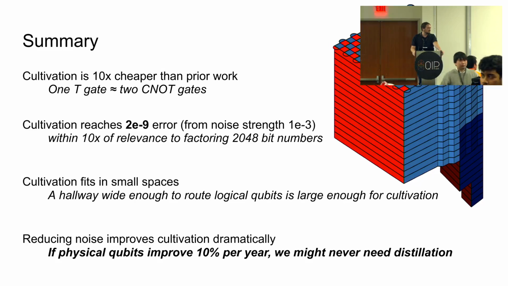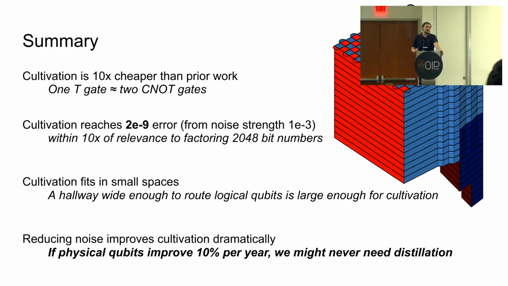One other question too. As an academic exercise, let's say you could get it lower than 1e-3. How significant would that be for your work? Well, basically at 1e-3, it's not quite good enough. I say here it's within 10x of being relevant to factoring 2048-bit numbers, because factoring tends to require around a billion-ish gates. So if your error rate is 1 in a billion, then you're going to fail 70% of the time to finish a shot.